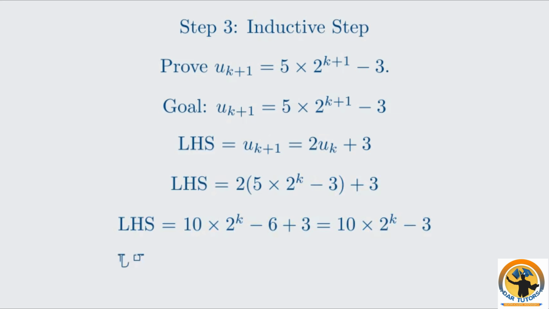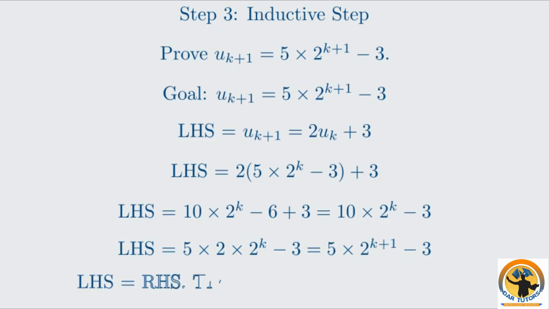We can rewrite 10 as 5 times 2. So we have 5 times 2 times 2 to the k, minus 3. Using exponent rules, this becomes 5 times 2 to the k plus 1, minus 3. This is exactly the right-hand side of our goal. We have proven that the formula works for n equals k plus 1.